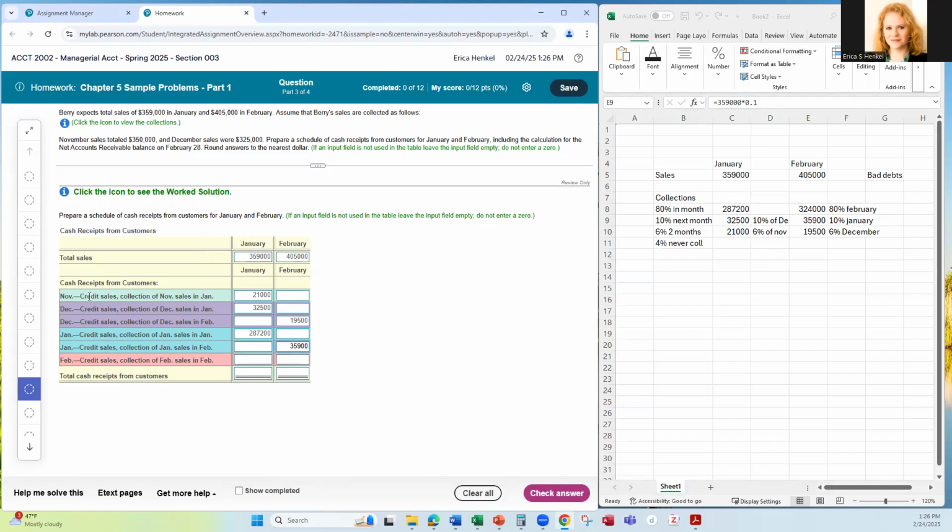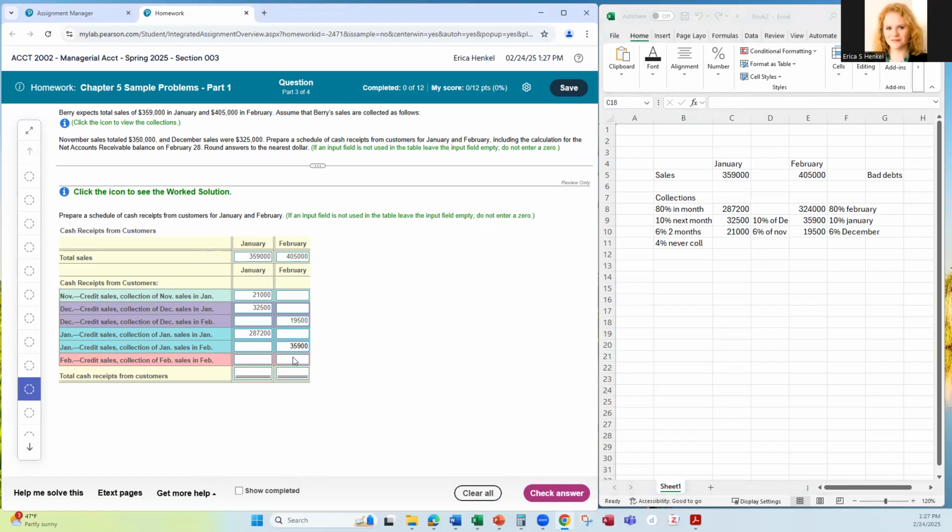You can either start with months that have outstanding collections and when will they be collected, which is the order that they do it here, or you can do it in this order that I did it over here, saying, okay, what all am I collecting in January? Okay, 80% of January sales were this month. This is from 10% of December, the 6% of November. Whatever order makes sense to you to lay this out is the order that you can do this in, okay?